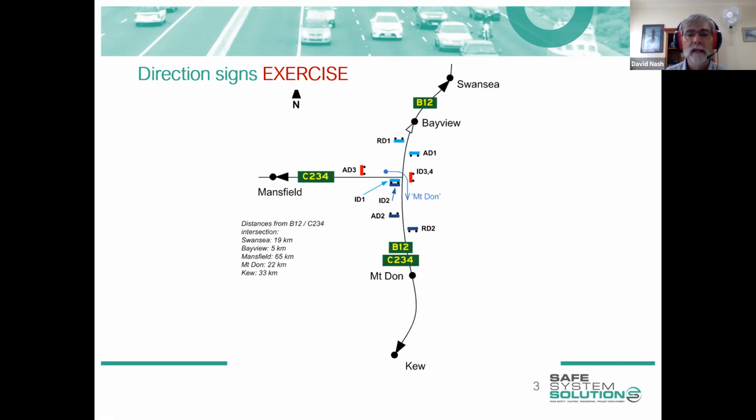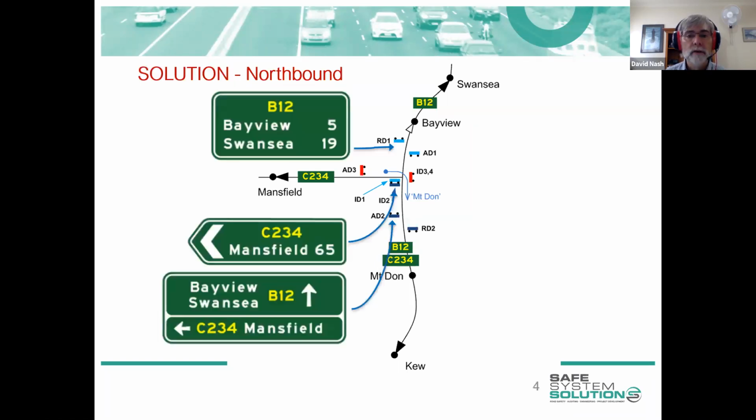And the order in which they appear on the sign should be the nearest one first. So Bayview should be on top of Swansea in the order that they appear on the advanced direction sign. I've drawn up the solutions this way because I think it's good to look at one direction of travel. In one direction of travel, you have the advanced direction sign, then the intersection direction sign, then the reassurance direction sign on the departure side.